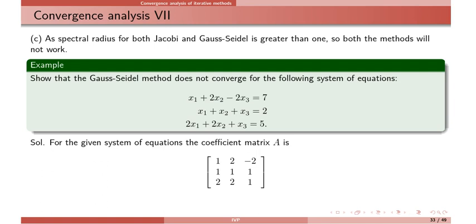And one more example in this same fashion. Check whether you can apply Gauss-Seidel or not. Show that the method converges or does not converge. So first write the coefficient matrix. This is A, from the coefficients 1, 2, -2, etc.